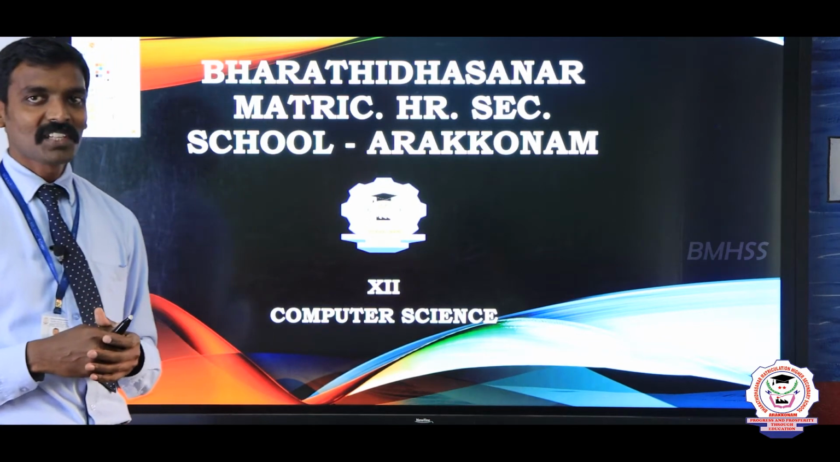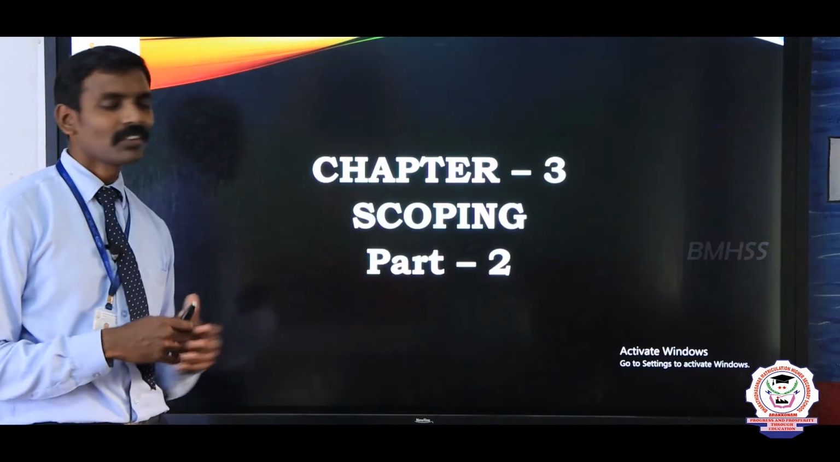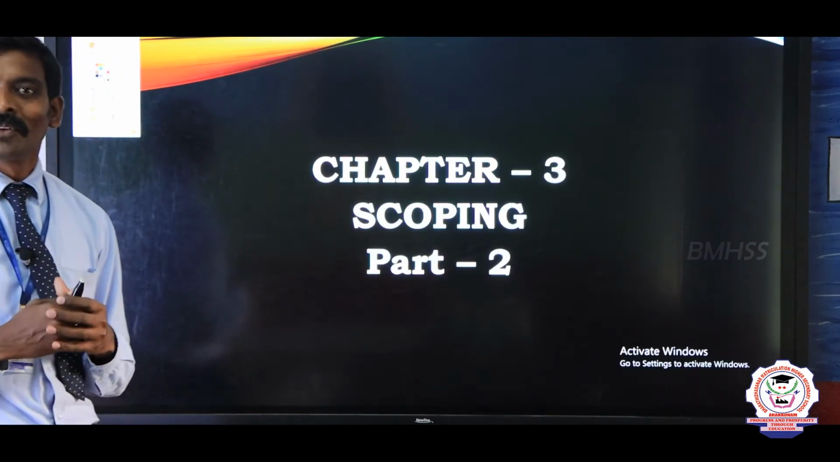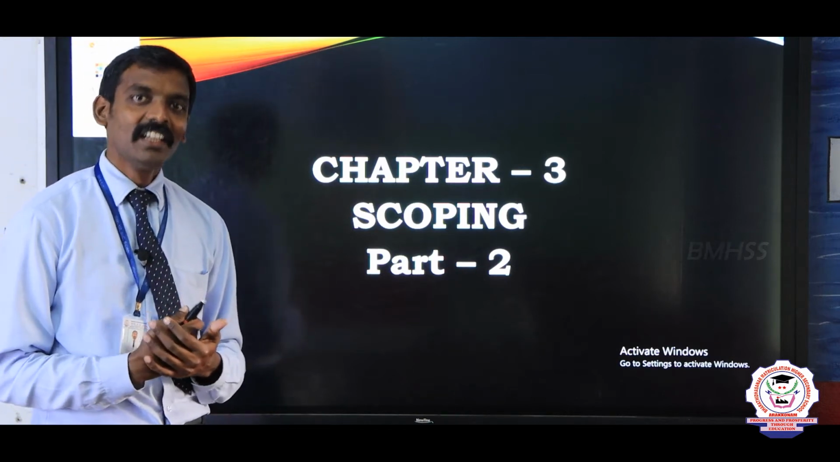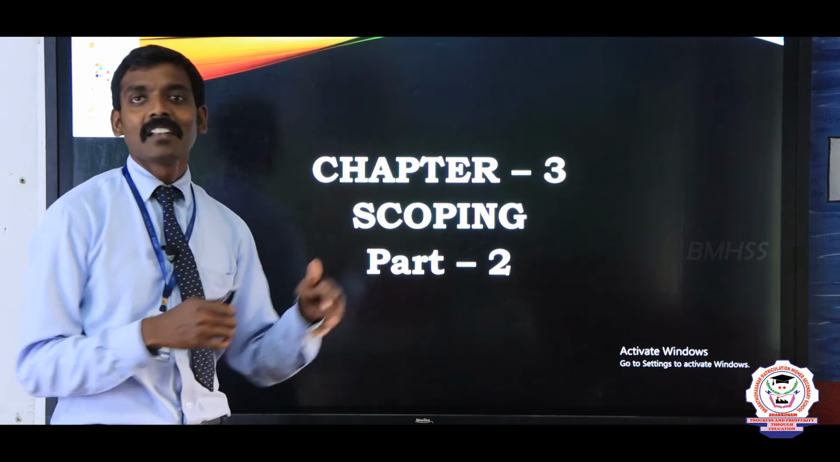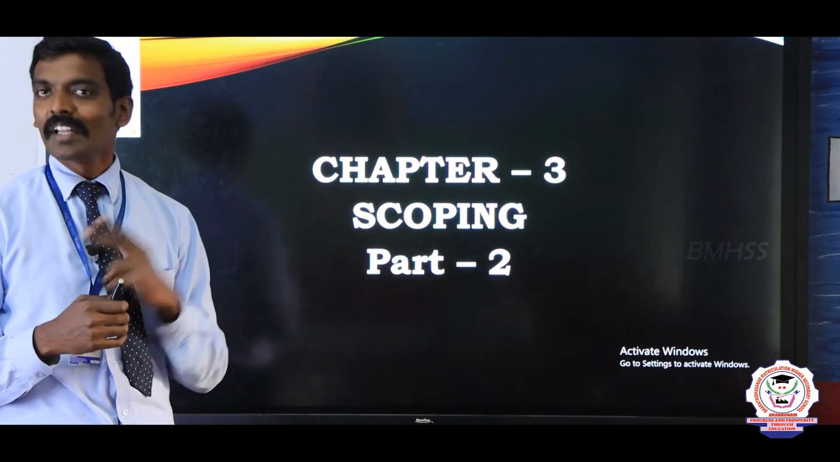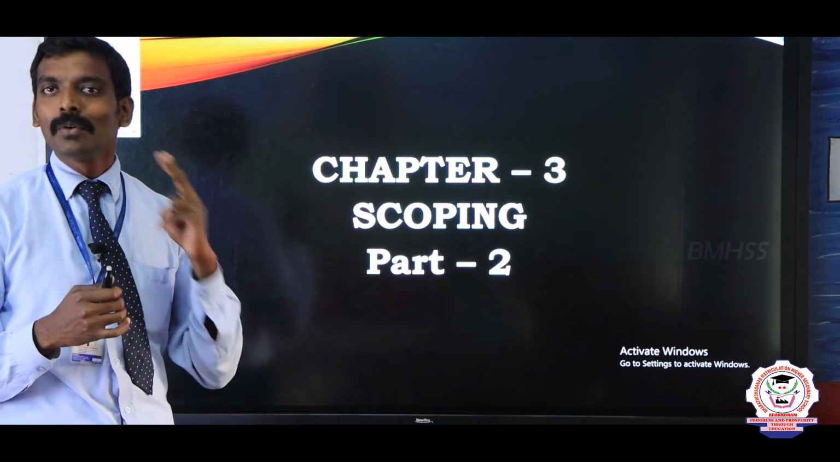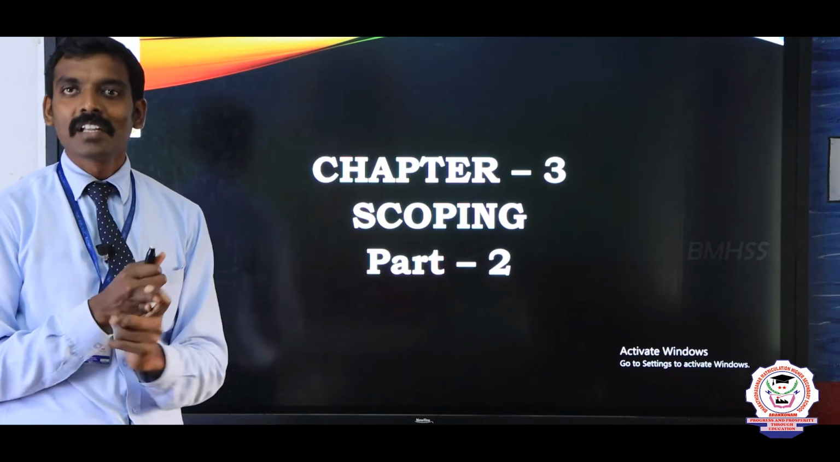Now we are going to see 12th standard computer science chapter number 3, scoping. What is scope? Scope refers to the accessibility of variable. In this part we are going to see two types of scopes and module. What are the two types of scopes? The two types of scopes are global scope and built-in scope.